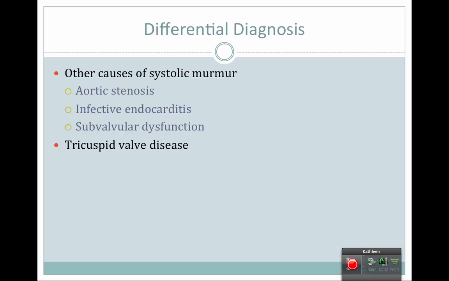Those are other causes of systolic murmur, and also your differential, meaning this might not be mitral prolapse or mitral regurgitation. They could be other things going on: aortic stenosis, infective endocarditis, subvalvular dysfunction, or tricuspid valve disease.